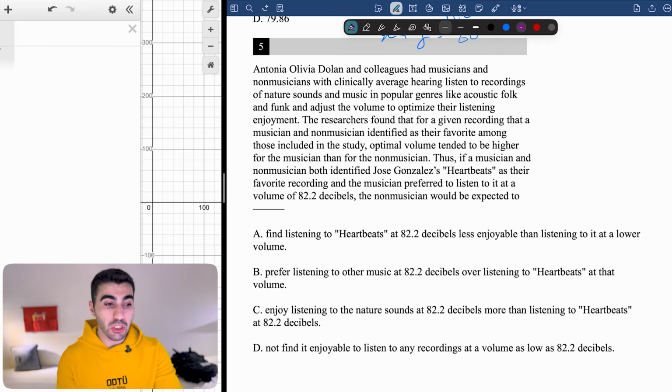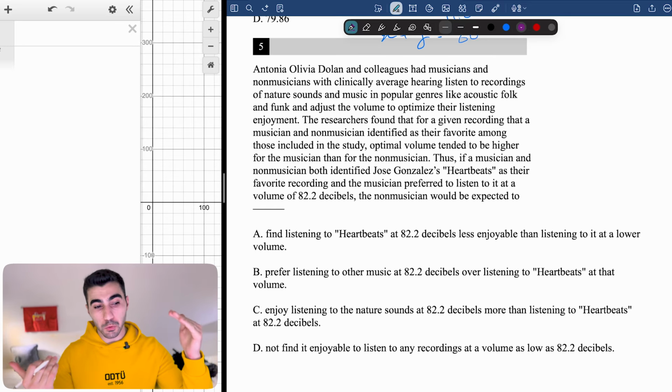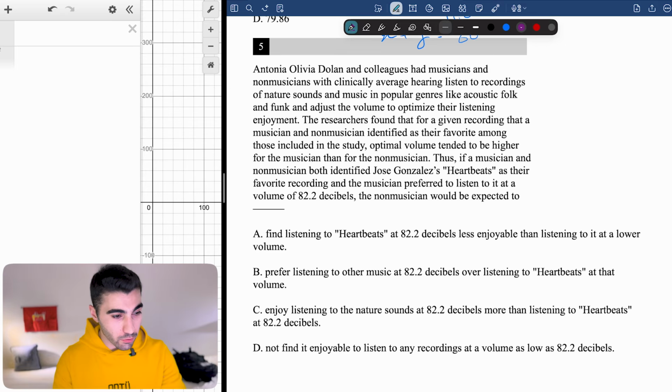So that means musicians like to listen to music at a higher volume. Thus, if a musician and non-musician both identify Jose Gonzalez's Heartbeats as their favorite recording, and the musician preferred to listen to it at a volume of 82.2 decibels, then the non-musician would be expected to like to listen to it at a lower decibel level, right? Because musicians want to listen at a higher volume, so non-musicians would want to listen to it at a lower volume than that.